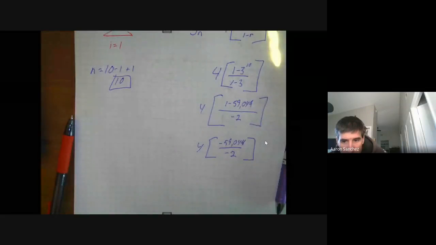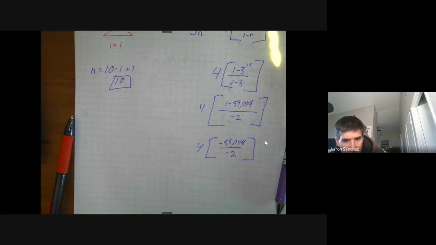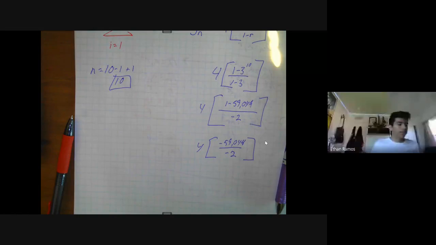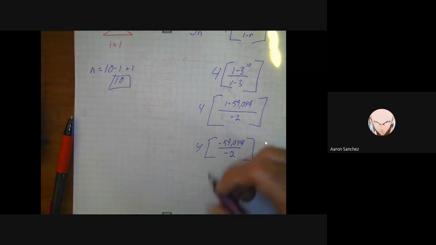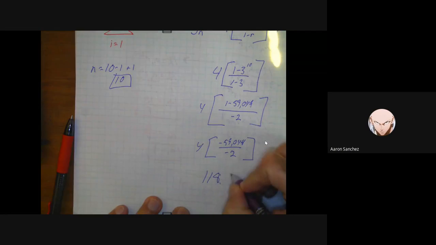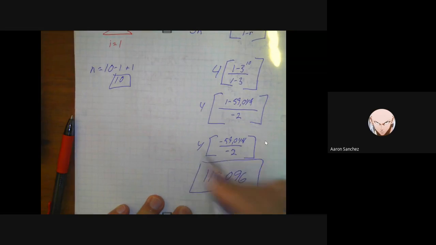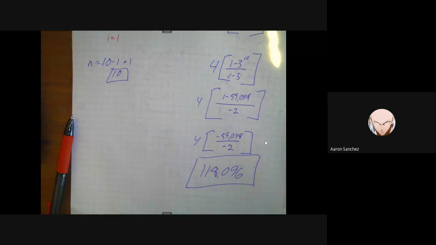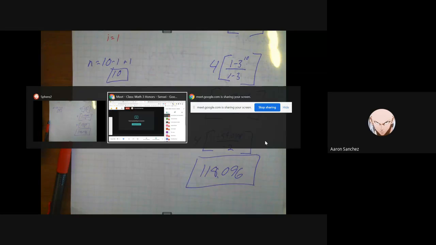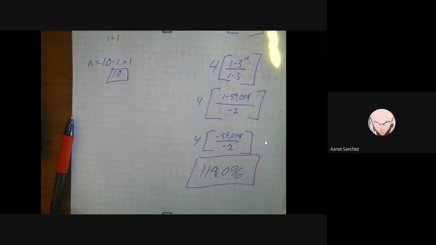Ethan, help Eric out. What's the answer? 118,096. Very good. That's our answer. That's if you add the first term to the second or third all the way up to 10. That's all I have to show you for today. Are there any questions?